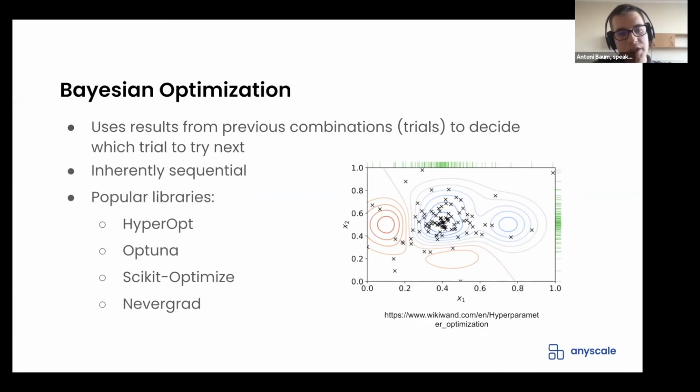Bayesian optimization is inherently sequential because it requires the information from previous trials. However, there have been some advances that allow parallelization of different types of Bayesian optimization. Some popular libraries that implement Bayesian optimization are HyperOpt, Optuna, scikit-optimize, and Nevergrad, and there are, of course, many more. All of those libraries have been integrated into RayTune.